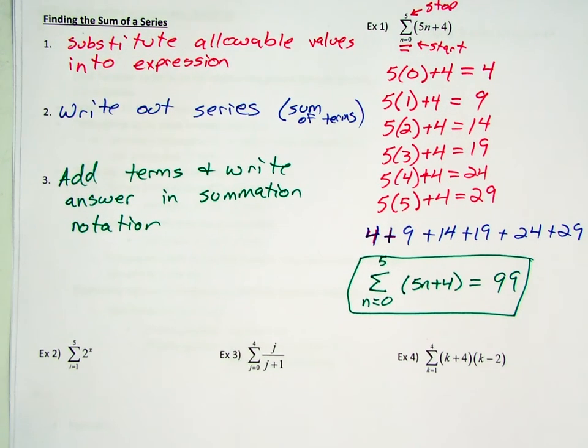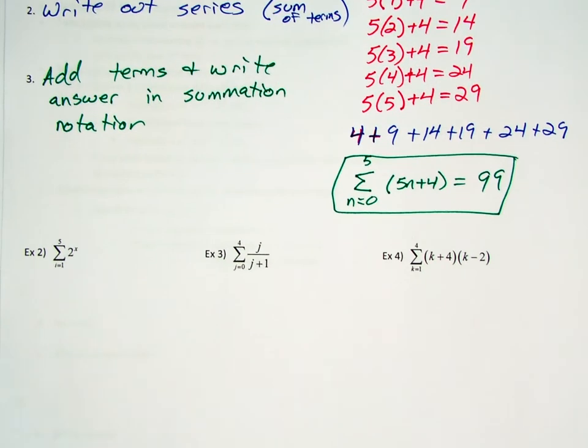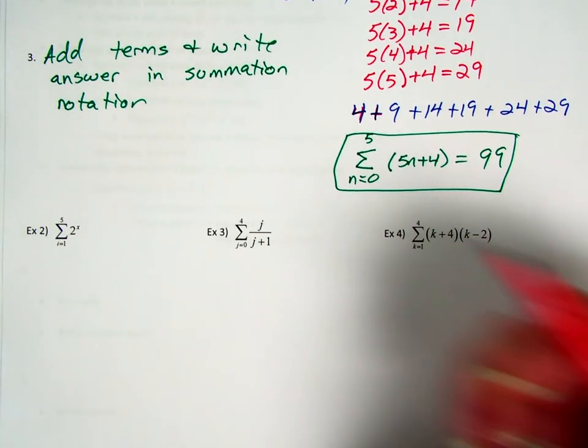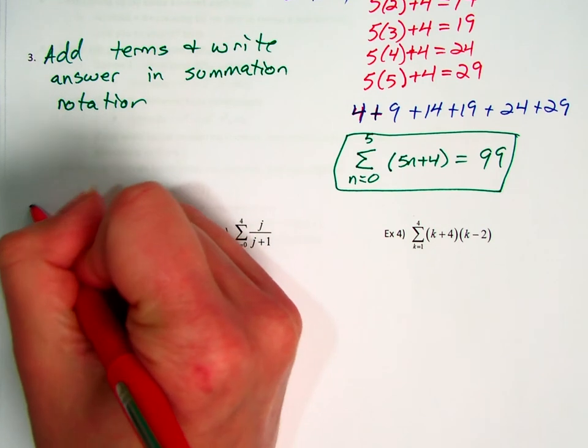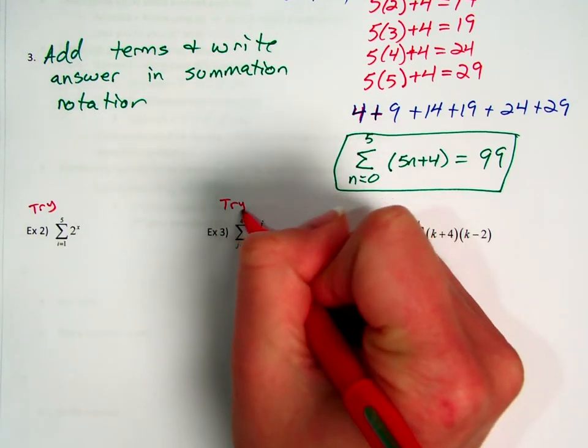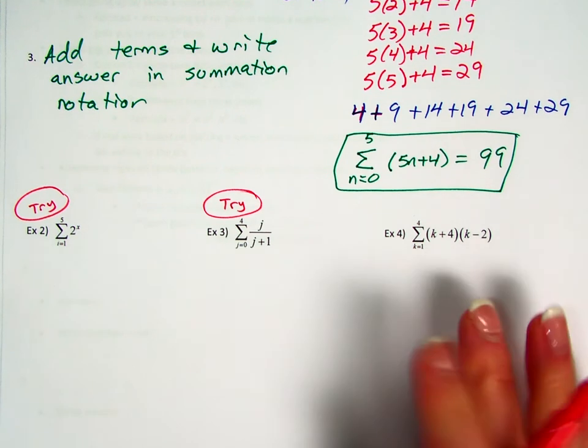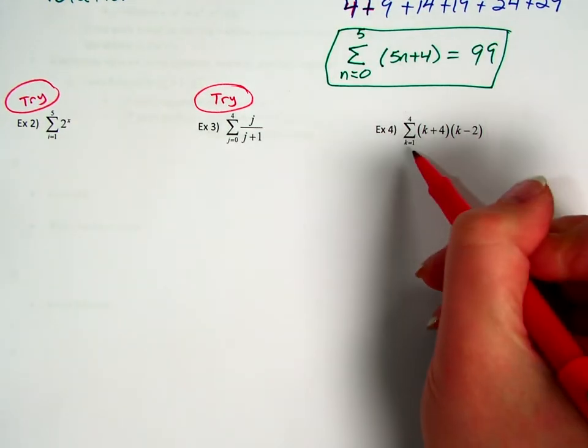Okay. So I think this one's pretty self-explanatory. So I'm going to have you try most of these on your own. We're just going to do one more together. I want you to try 2, and I want you to try 3 on your own. Okay, but we'll do number 4 together because it looks a little bit more complicated, right?